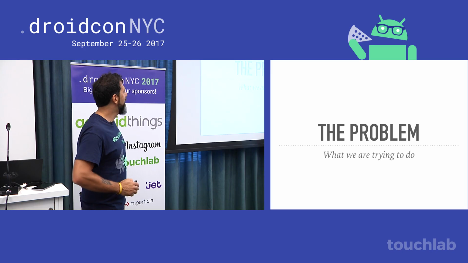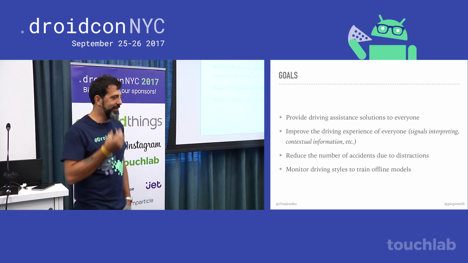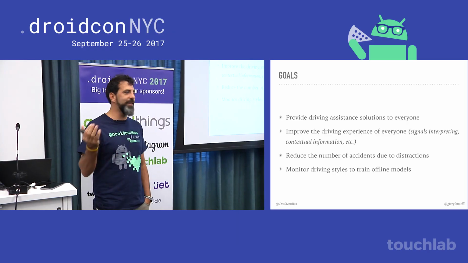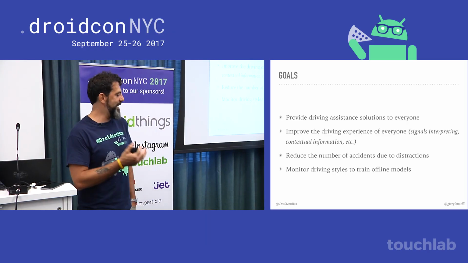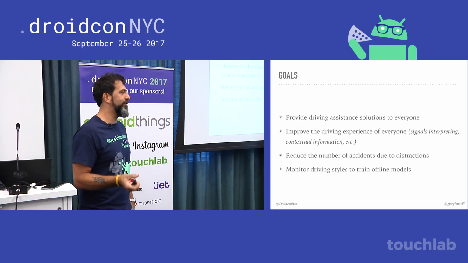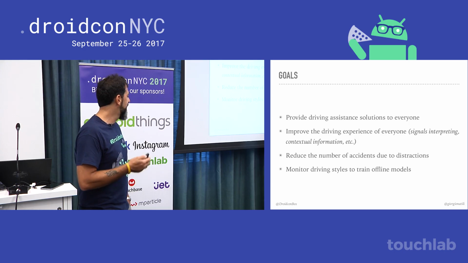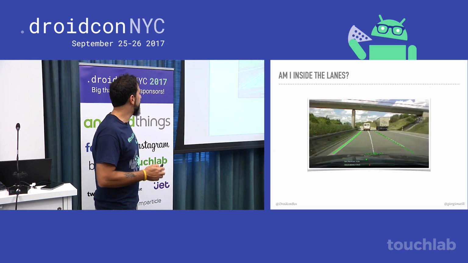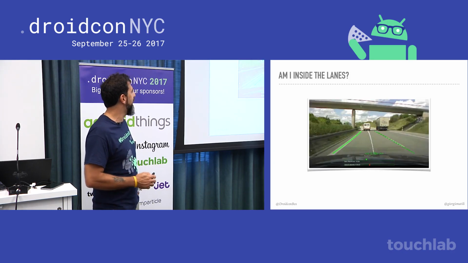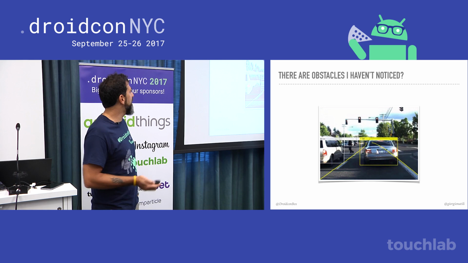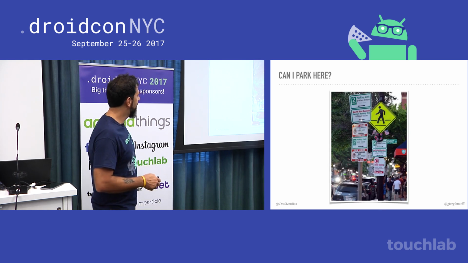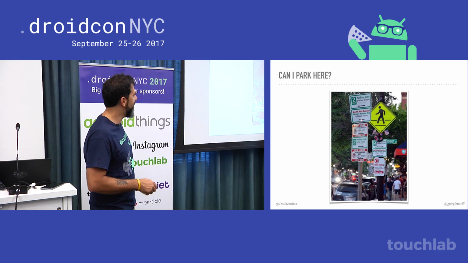and then we'll talk about why we're doing this. The problem that we are trying to solve is, in fact, to provide a driving assistance solution to everyone, not just to people that have very expensive cars with a very integrated system, but to anyone that has an Android device. And guess what? Android devices outnumber iOS devices around the world. We want to reduce the number of accidents, we want to monitor driving styles, we want to understand if you are in the lanes, if you have missed anything on the street, if you can park here, because if you guess here whether you can park, you will win something.